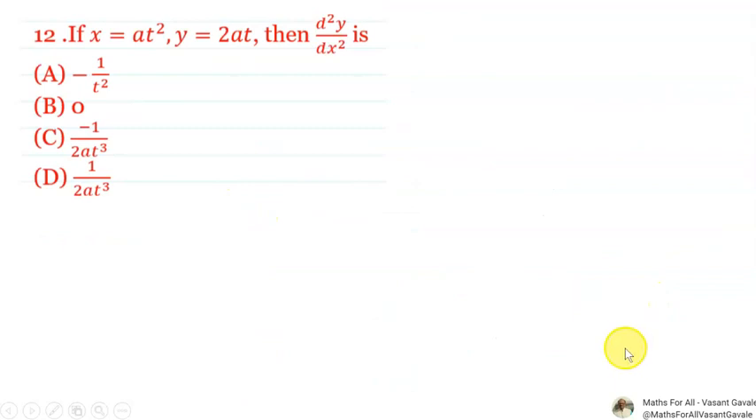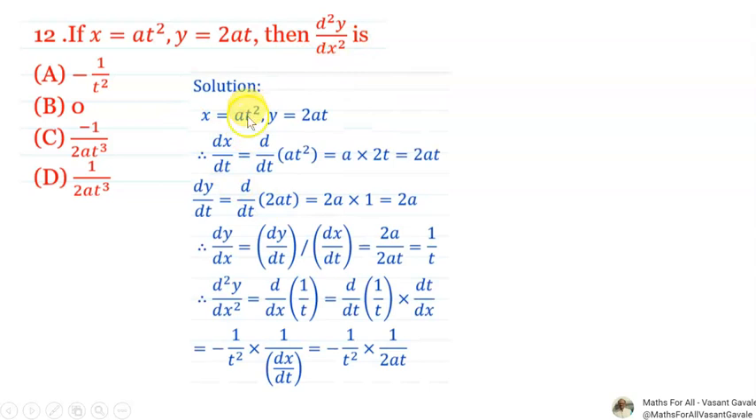If x is equals to at square, y is equals to 2at, then d2y by dx square is? x is equals to at square, y is equals to 2at. Differentiate this with respect to t. Therefore, you will get here a is a constant, t square's derivative is 2t. Overall, you will get here 2at. dy by dt: the derivative of 2at is 2a. These are the parameters of the parabola. Therefore, dy by dx is equals to dy by dt upon dx upon dt, 2a upon 2at, that is equals to 1 upon t.